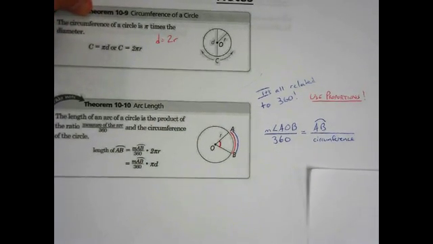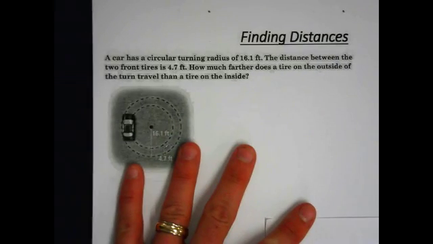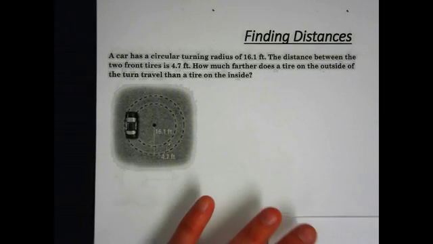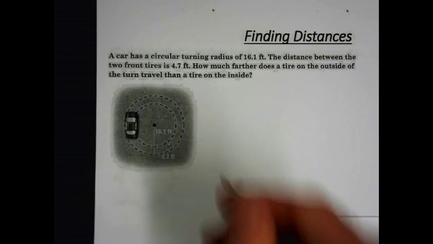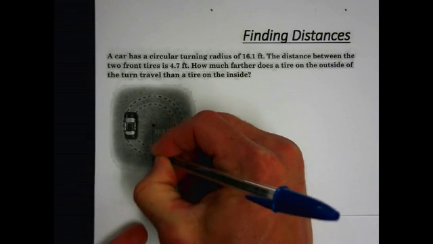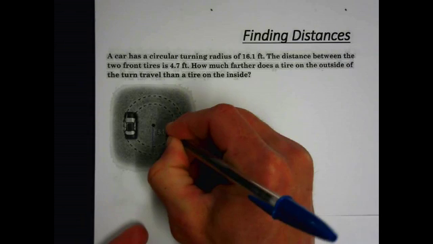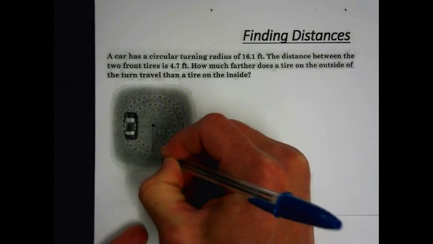So let's see how that would work. We're going to do a couple questions here. Let's start with a word problem. And this one's hard to see. So we have to know that the whole way from the center to the outside is 16.1 feet, and then the distance in between is 4.7 feet.